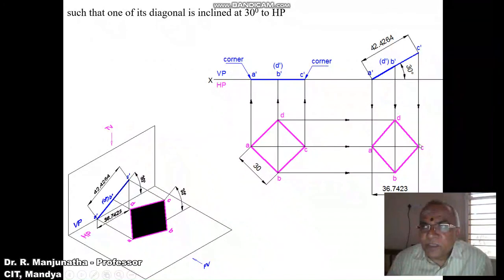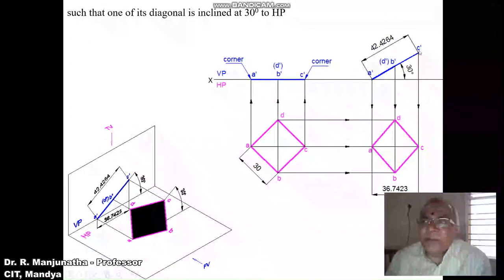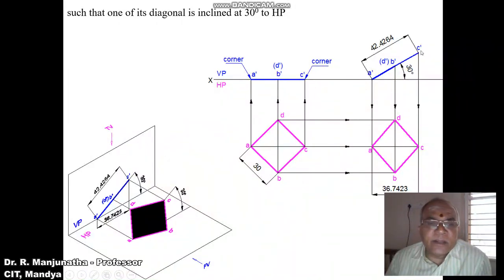In the top view, in the second position top view, that AC is going to become the apparent length. We can see here that these dimensions are shown only for reference. In the second position, we can see the surface is inclined to HP and also perpendicular to VP. That is the reason why you are getting a line in the front view.